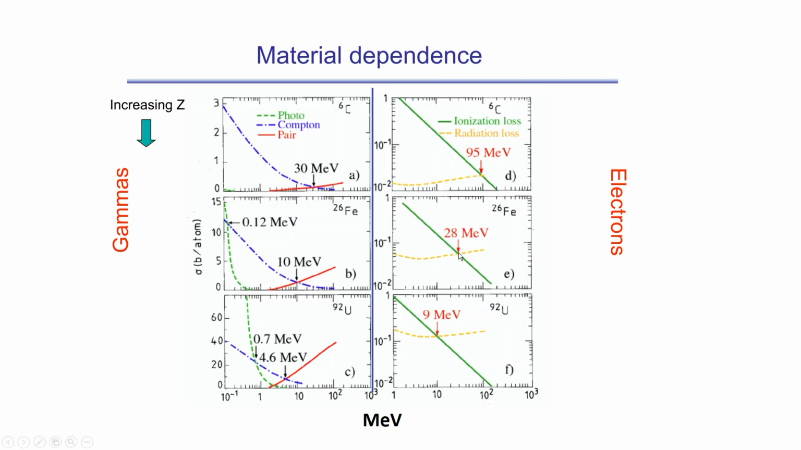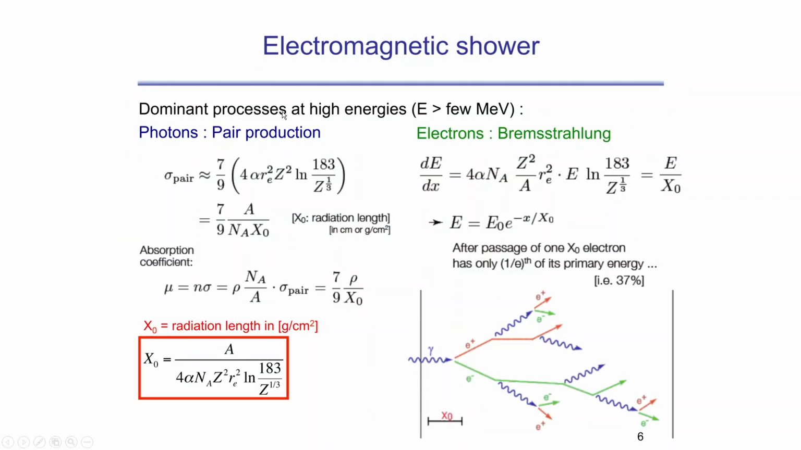This energy, where the crossover occurs, is referred to as the critical energy. It is different for different materials, generally lower for high Z materials. In fact, above a few MeV, there are only two processes to consider. For photons, there is pair production of electrons and positrons. For electrons, there is bremsstrahlung, which produces high-energy gamma rays.